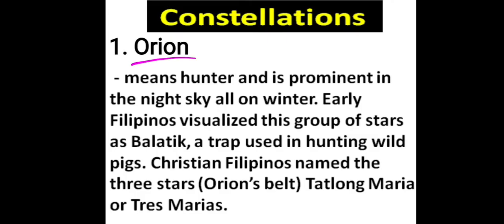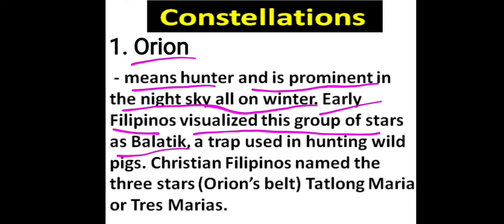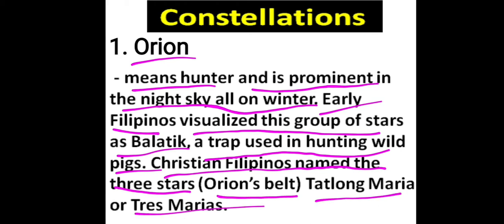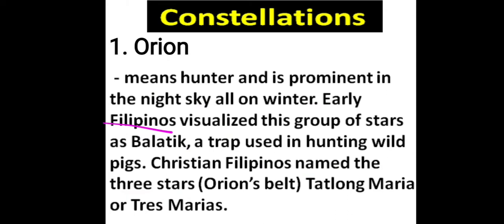First is Orion. Orion means the hunter and is prominent in the night sky in winter. For us in the Philippines, it is in February. Early Filipinos visualized this group of stars as balatik, a trap used in hunting wild pigs. Christian Filipinos named the three stars Orion's Belt or Tatlong Maria or Tres Marias. And the question is, how will Orion look like in the sky?